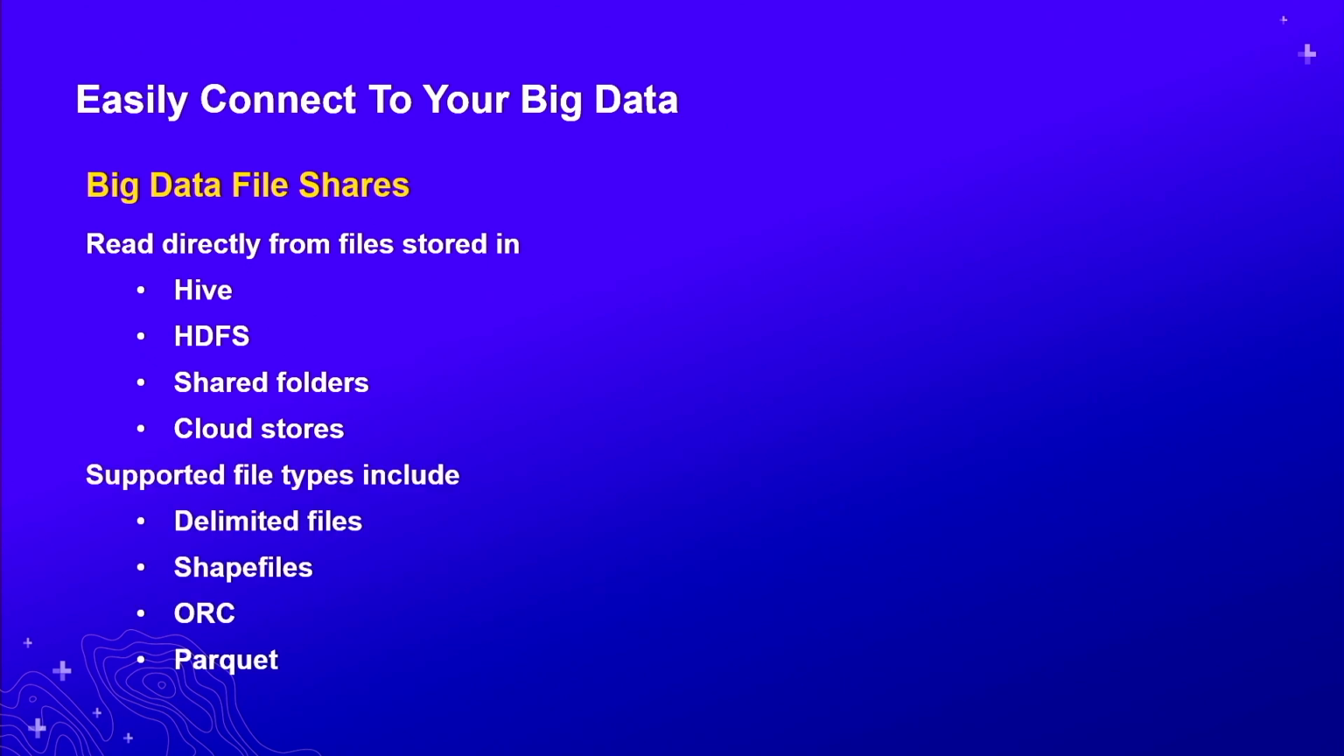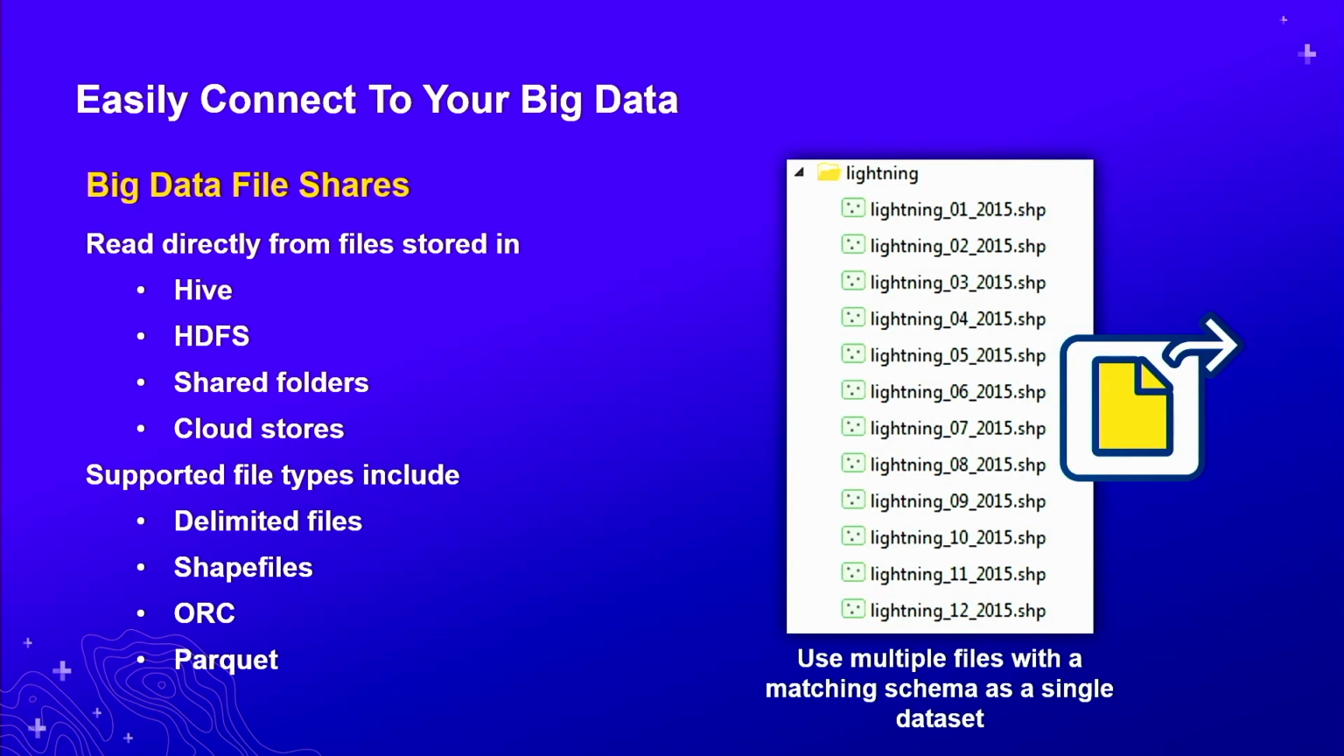The supported file types within those locations could be delimited files. This could be CSV, text files, shapefiles, ORC, and Parquet. And one really big benefit of GeoAnalytics is that we can use multiple files with a matching schema in a single data set. So here I have a folder called Lightning, and the way big data file shares work is this would be a data set called Lightning, and all 12 shapefiles within it would be represented as that single data set. So if I browse to a tool and say, hey, I want to use the Lightning big data file share data set, all 12 shapefiles are going to be used in that analysis.